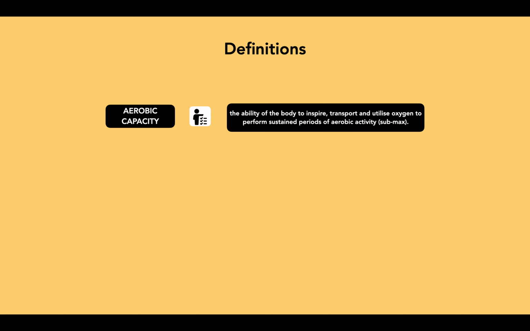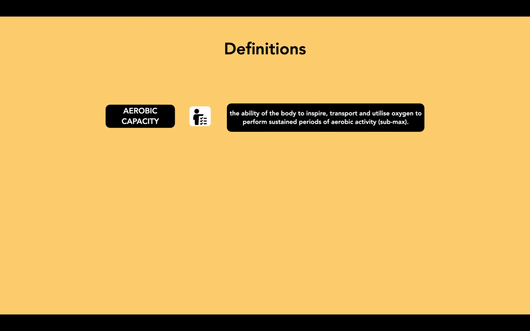Now I've actually added in myself there "sub-max" because there is a difference between aerobic capacity and VO2 max, and sometimes this can get confused. Aerobic capacity is submaximal. You are working aerobically up until around 80% of your maximum heart rate. Everything else above that is entering maximal performance.